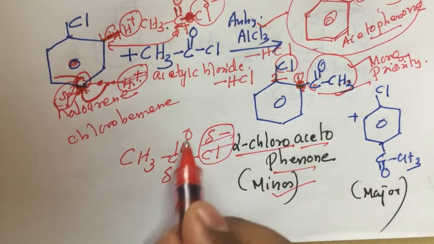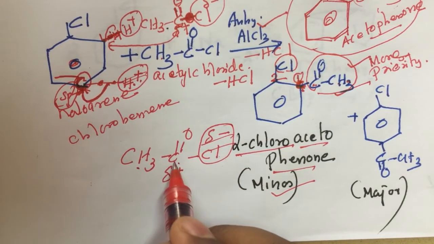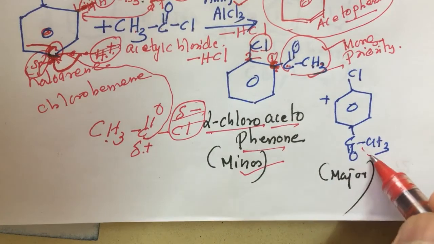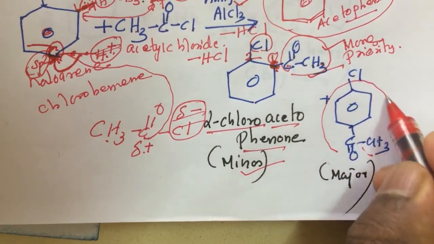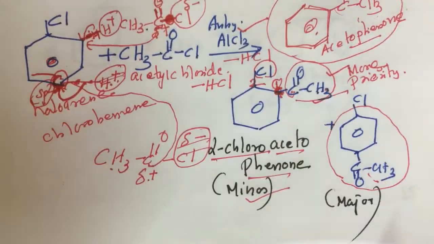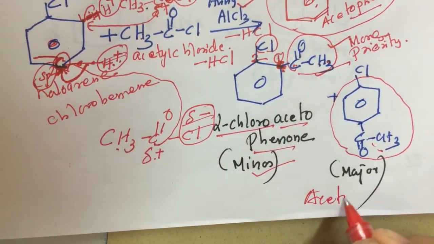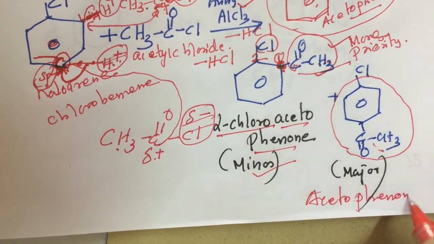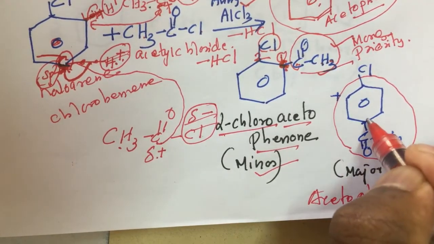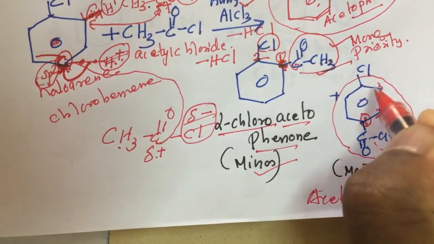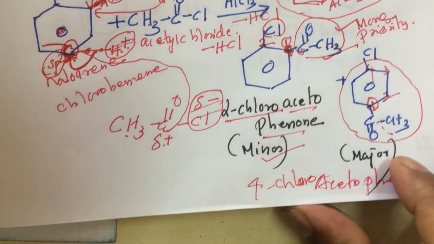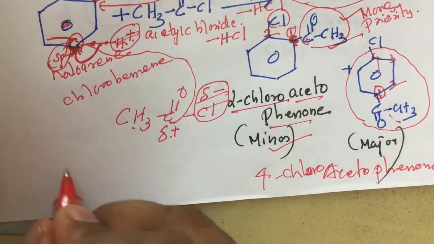Now what is remaining? CO plus CH3. And this positive part is added to the negative carbon and forms COCH3. Up to here, what is the name of the compound? Acetophenone. Acetophenone is very important. Priority wise COCH3 is more important, so we can start numbering from this carbon: 1, 2, 3, 4. So 4-chloroacetophenone.